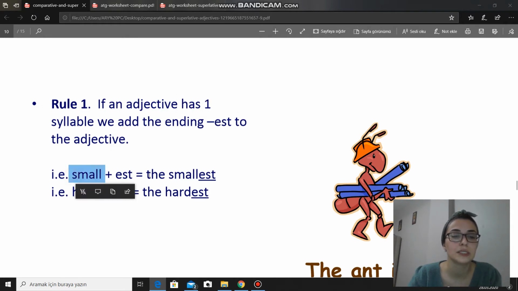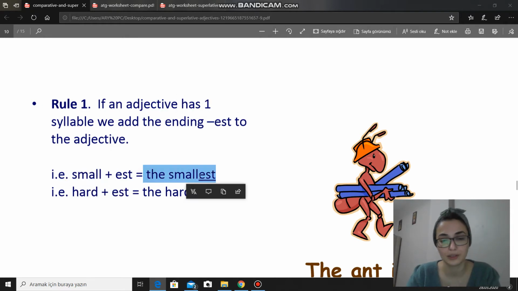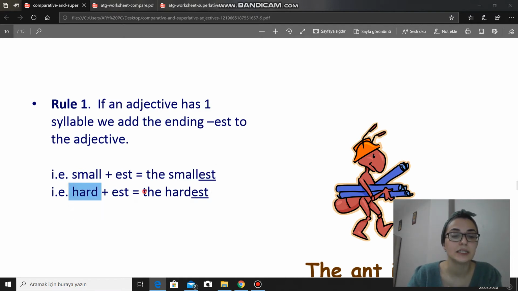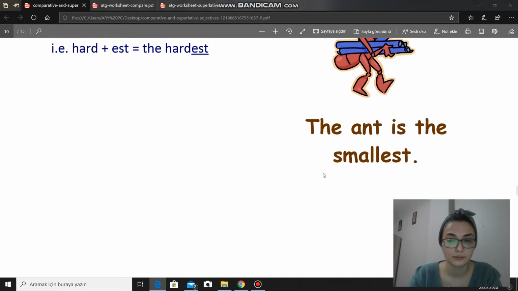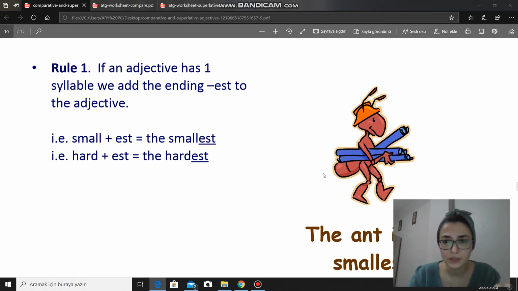Small, smallest, the smallest. Don't forget to use the. Hard, the hardest. The ant is the smallest. This time you don't say big, bigger, büyük, daha büyük. This time big, the biggest, en büyük. Okay, this is the difference. You don't say daha büyük. You say en büyük.